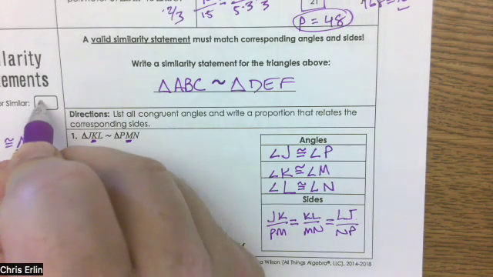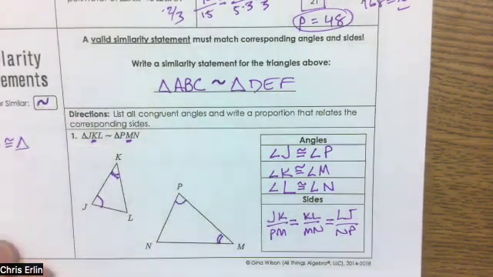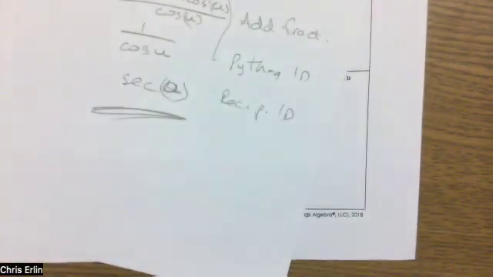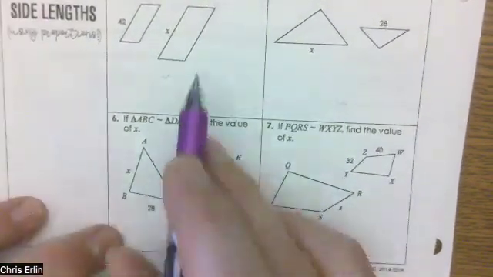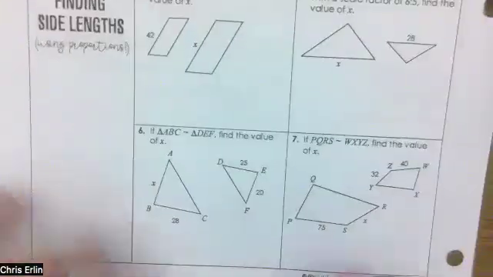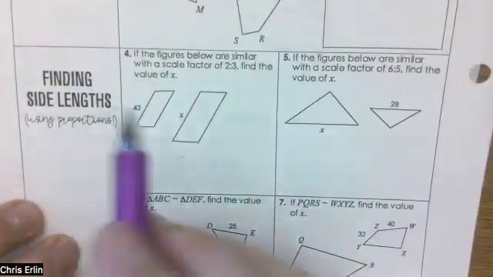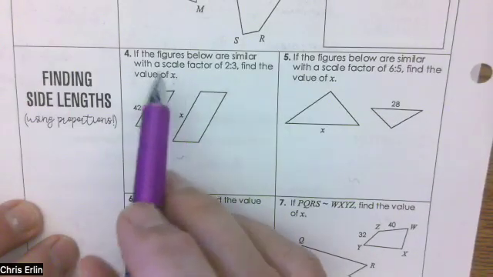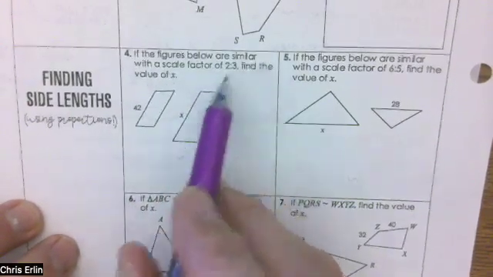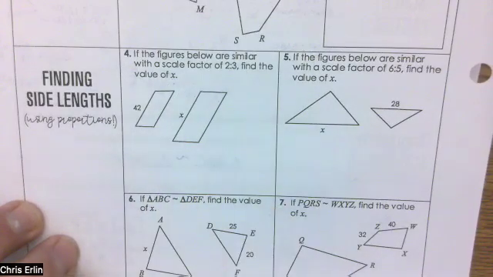And again, our similarity symbol is this little mark. Okay, go to page 2, please. These are just like the two we just did. Make sure you pay attention to the similarity statement. And down here, we're going to be looking for the missing values. I would have done a couple of things differently in designing this worksheet myself, but let's take a look at this for a second. If the figures below are similar with a scale factor of 2 to 3, find the value of X.